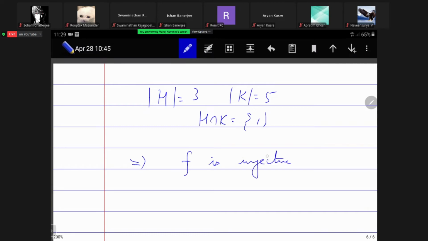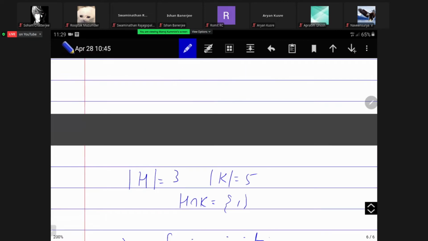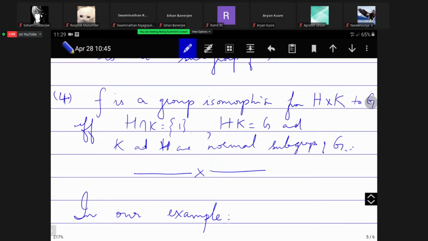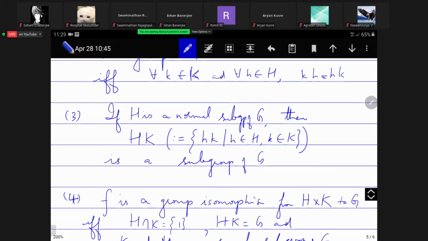Okay, so let's look at the condition which says it's an isomorphism. This condition is required, and it establishes injectivity. Then the product group is G. So what is this HK? Not the product group, the set HK. What does it say? It is just the image of F.